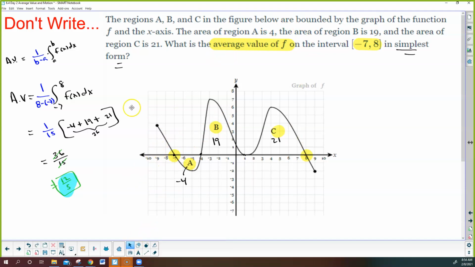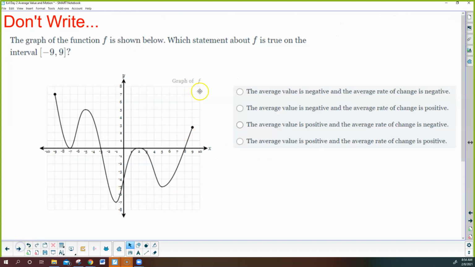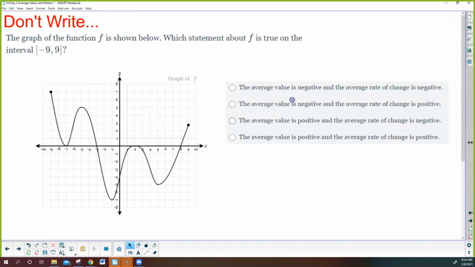Okay, so nothing quick. It combines what we already know with just the new concept today, right here, the blue part. Okay, let's look at another one, because as we found, they like to ask you questions in multiple different ways. So below, this is the graph of f. Again, don't write this, but it says, which statement about f is true on the interval from -9 to 9? So what we want to do is we want to say, okay, well, the average value is negative, and the average rate of change is positive.